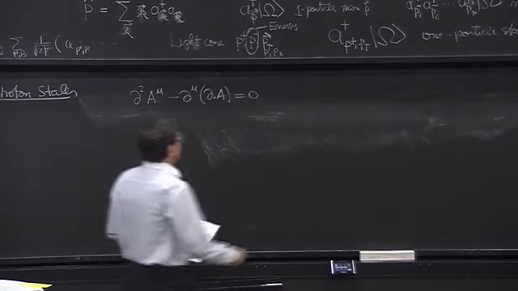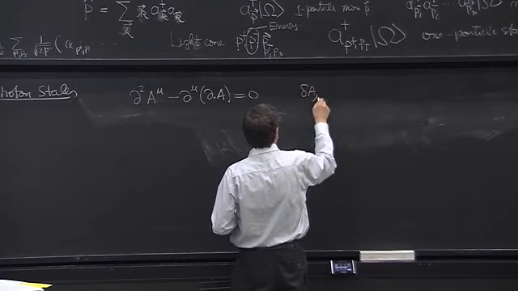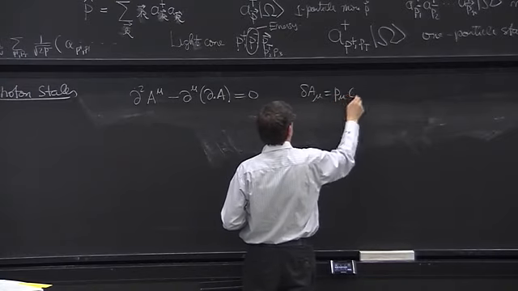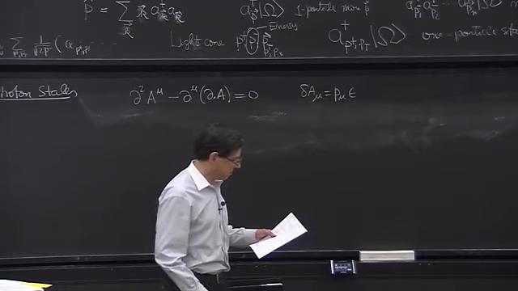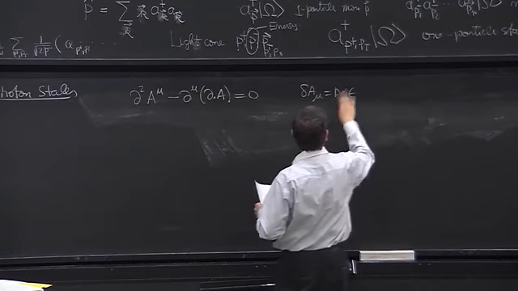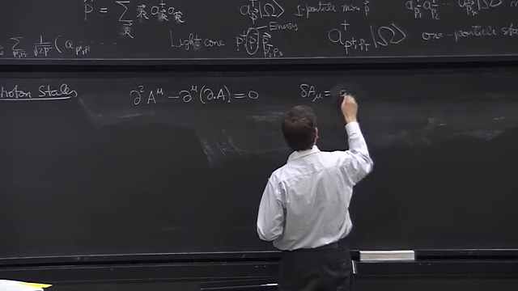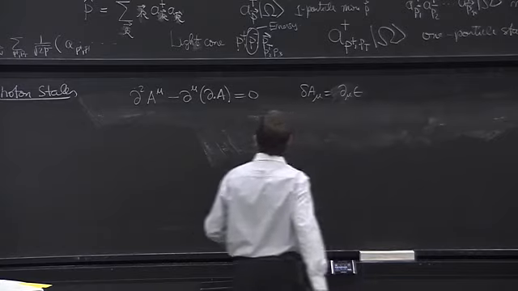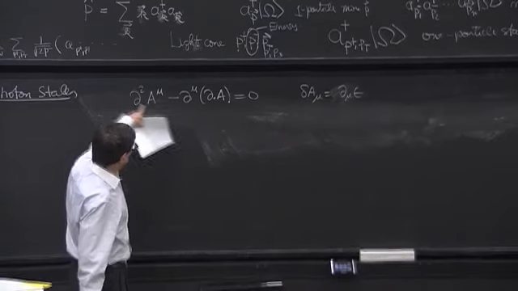And what is the gauge invariance? Delta A mu equals partial mu epsilon. I'm going to still write the derivative, d mu epsilon. That leaves this equation of motion invariant.